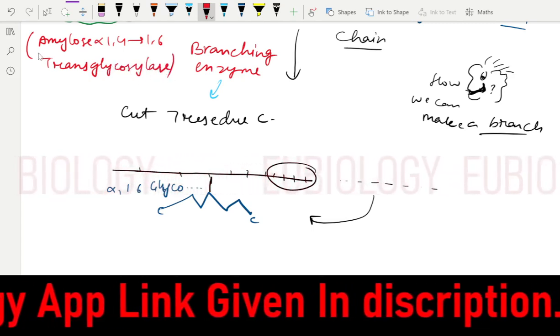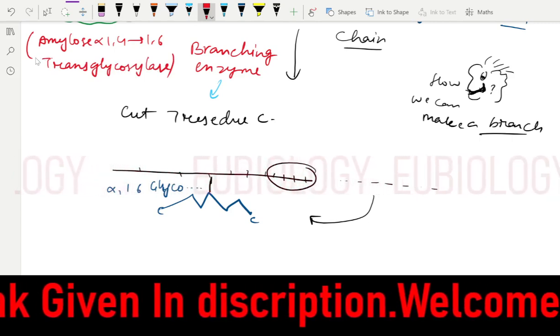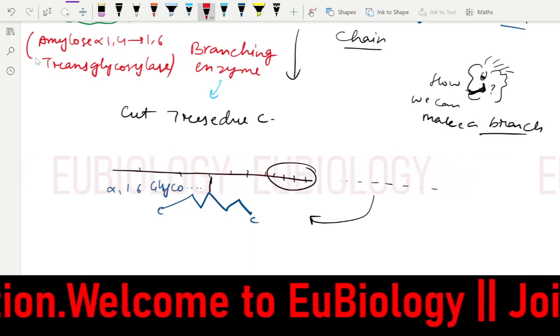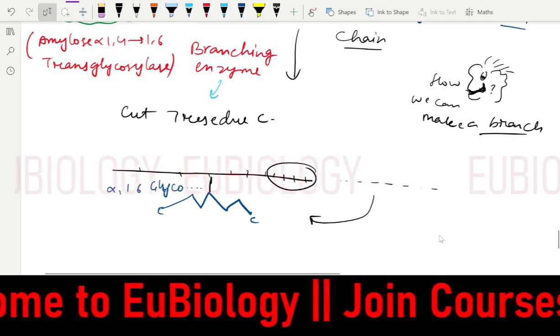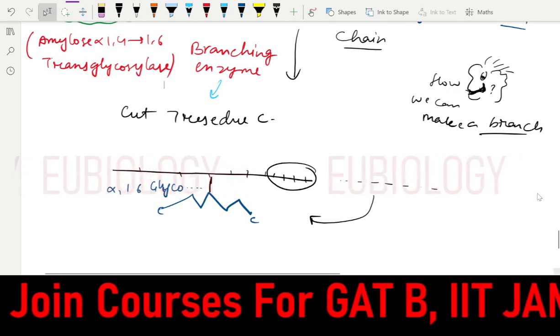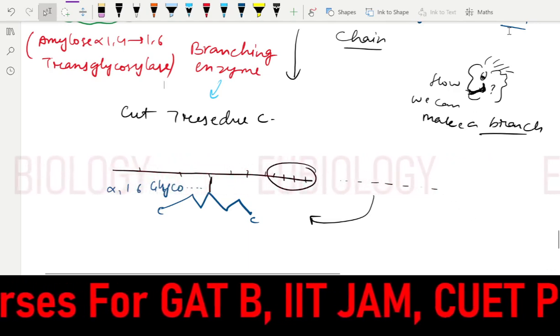So I tried to make you understand in the simplest way. If you have any doubt, you can ask me here, and we'll move to the new topic, which is called glycogenolysis. You can get the link here also.